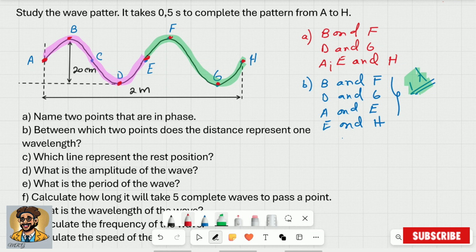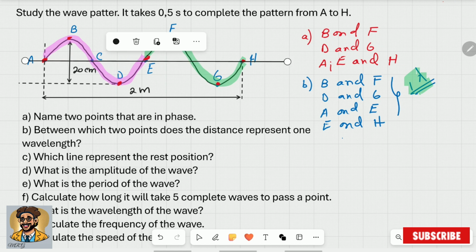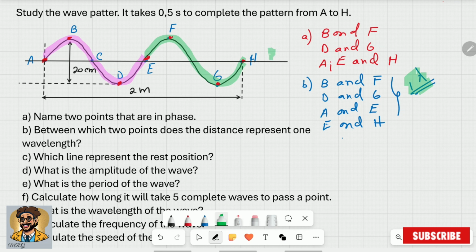They said which line represents the rest position. Remember we mentioned there is not a line here. So it will be the points that if you join them, they will form a line. And we say that line would be, let me just make a line so you can see it here. That line is if you join all these points from A to H. That here represents the rest position. So if you come here and you write this one is rest position.